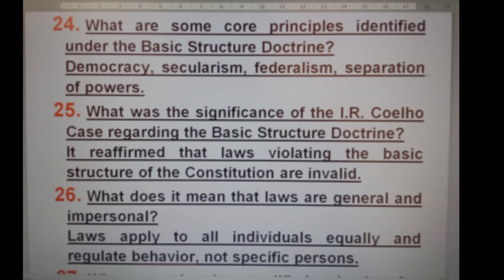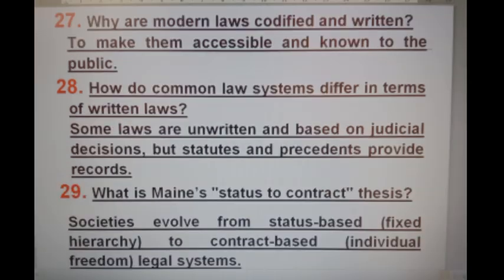What was the significance of the I.R. Coelho case regarding the basic structure doctrine? It reaffirmed that laws violating the basic structure of the Constitution are invalid. What does it mean that laws are general and impersonal? Laws apply to all individuals equally and regulate behavior, not specific persons.